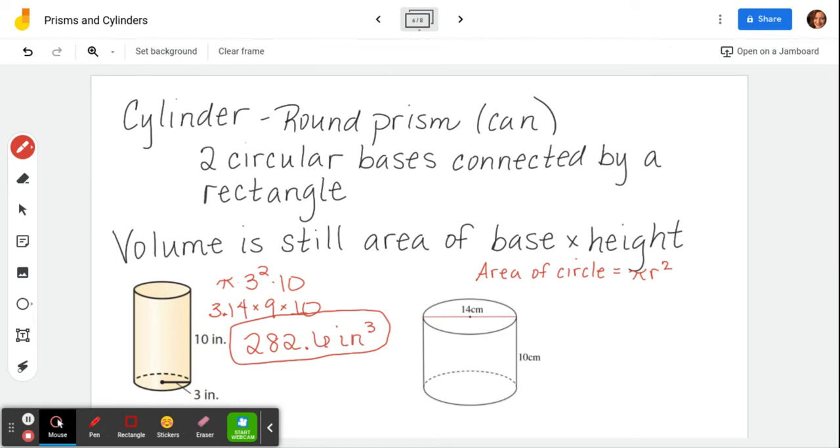Okay, let's do this one. Area of the circle, pi, or 3.14, times, it's not the 14. You want the radius. This is the diameter all the way across. So the radius is half of that. The radius would be 7. So times 7 squared, or 49, times the height of the whole cylinder, which is 10. So I'm going to do 3.14 times 49 times 10. I get 1,538.6. Volume is 3 dimensions, so that's centimeters cubed.